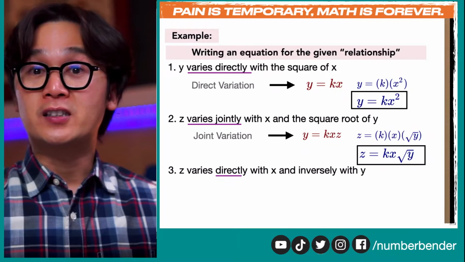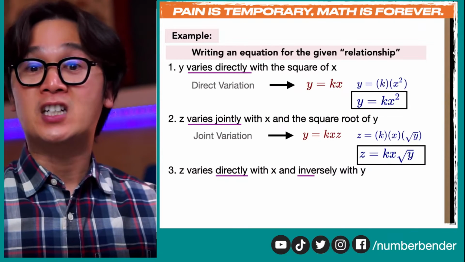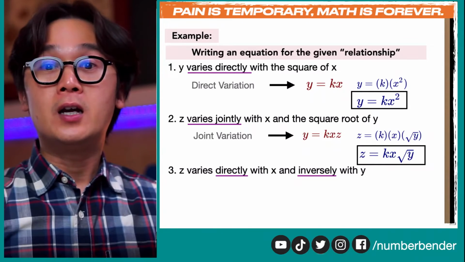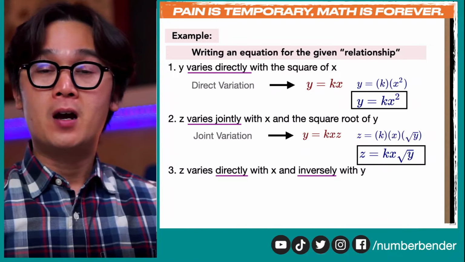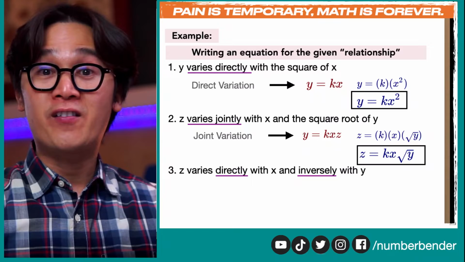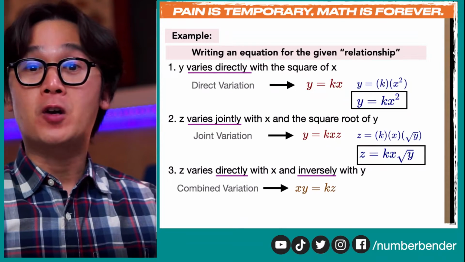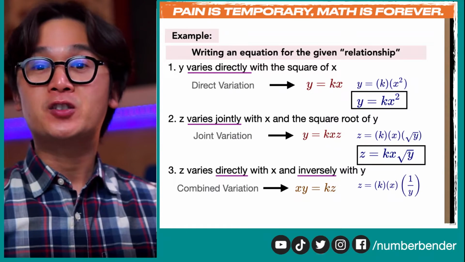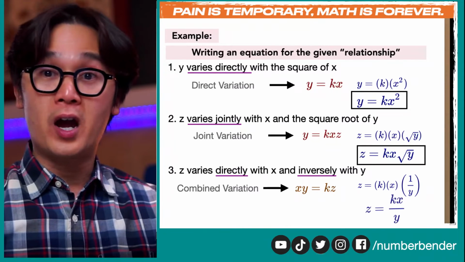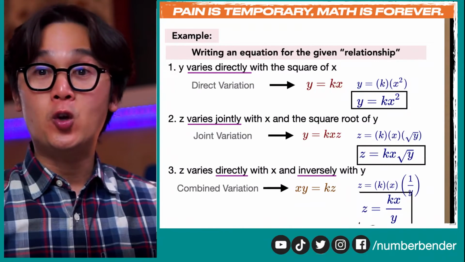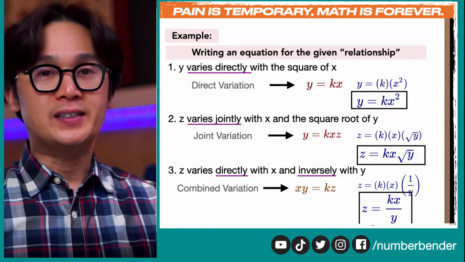So using directly and inversely as our two relationships in this two variable relationship for z, we will have combined variation that is translated into k x times 1 over y, or simply kx all over y is equal to z.